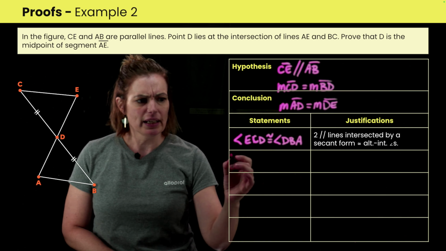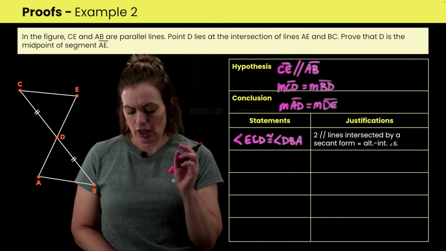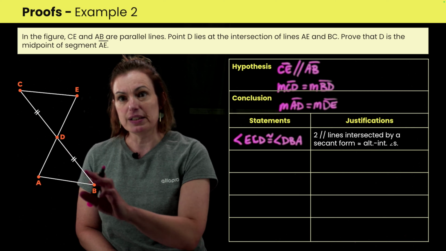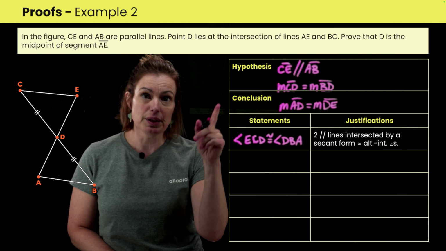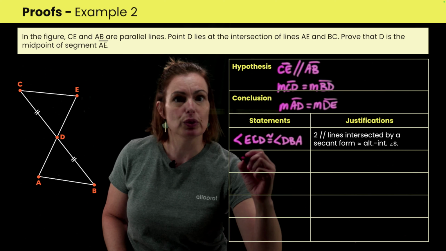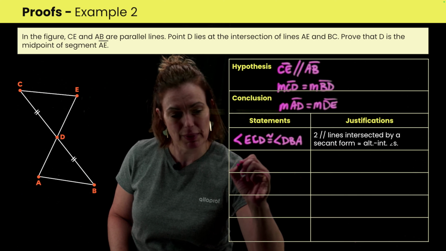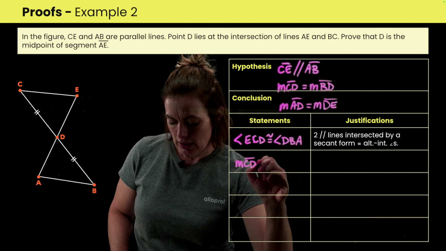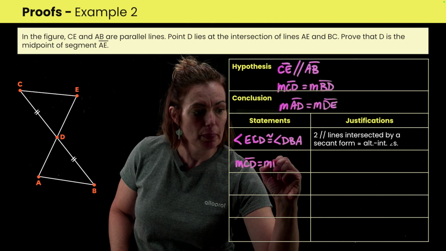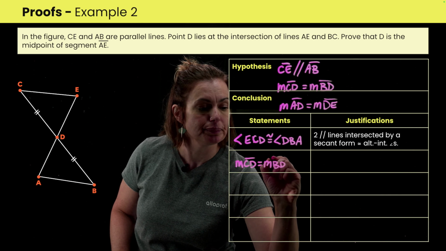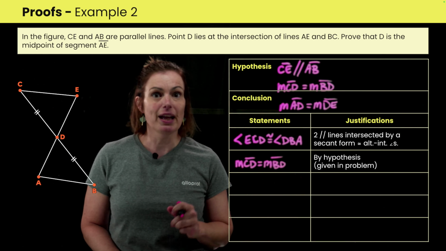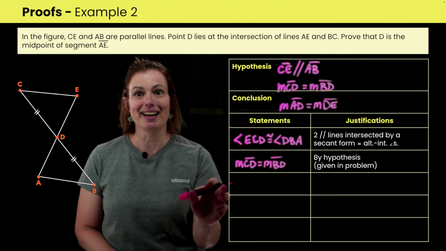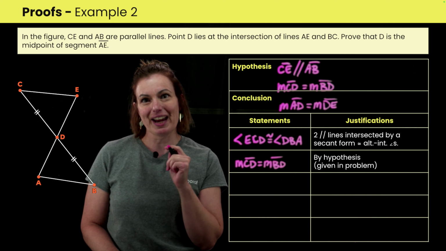The next statement I'd like to make is about the measure CD and BD here. It's given in the problem that these two are equal to each other, so I want to make sure that I include that in my statements here. Measure CD is equal to the measure BD by hypothesis, or given in the problem. So now I have an angle and I have a side. Let's go for another angle here.